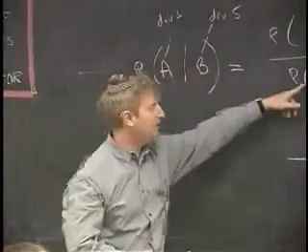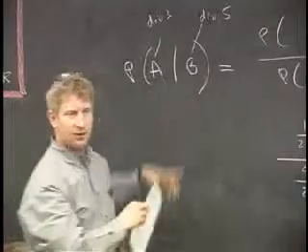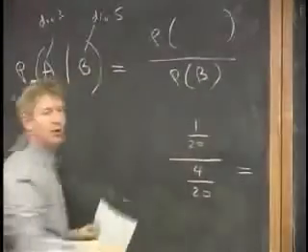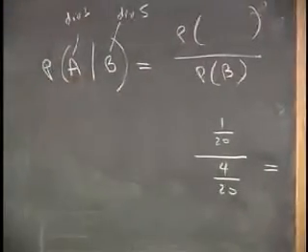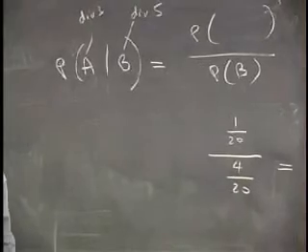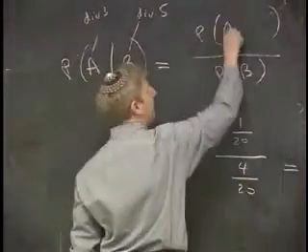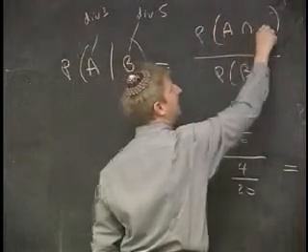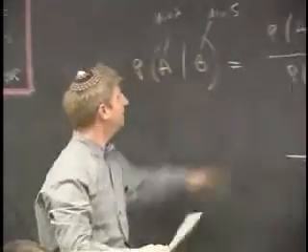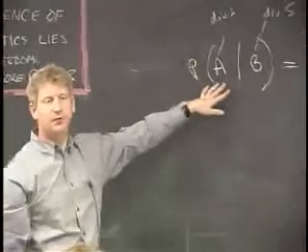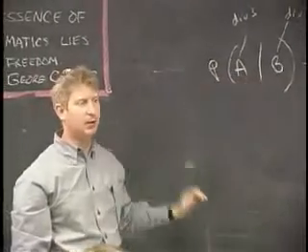On the bottom is going to be the probability of the condition. And on the top is going to be the probability of the intersection of your two events, both A and B. This is the famous theorem about conditional probability.